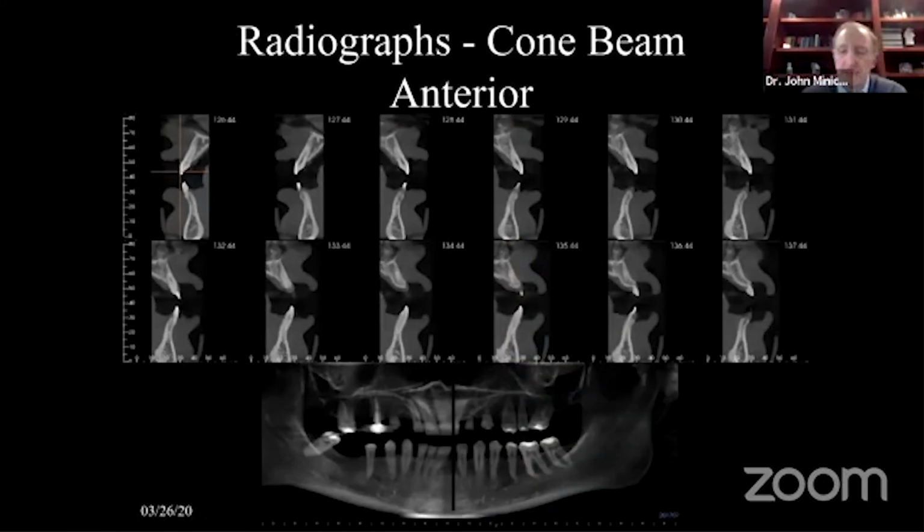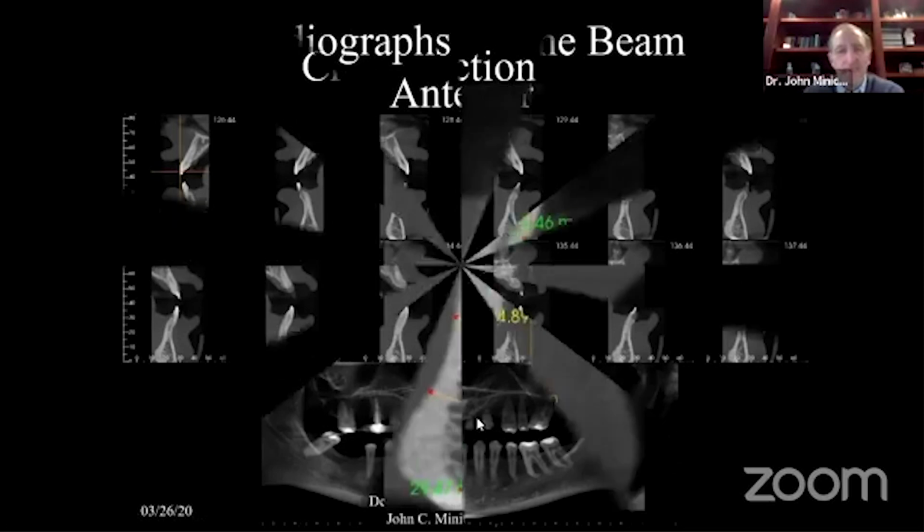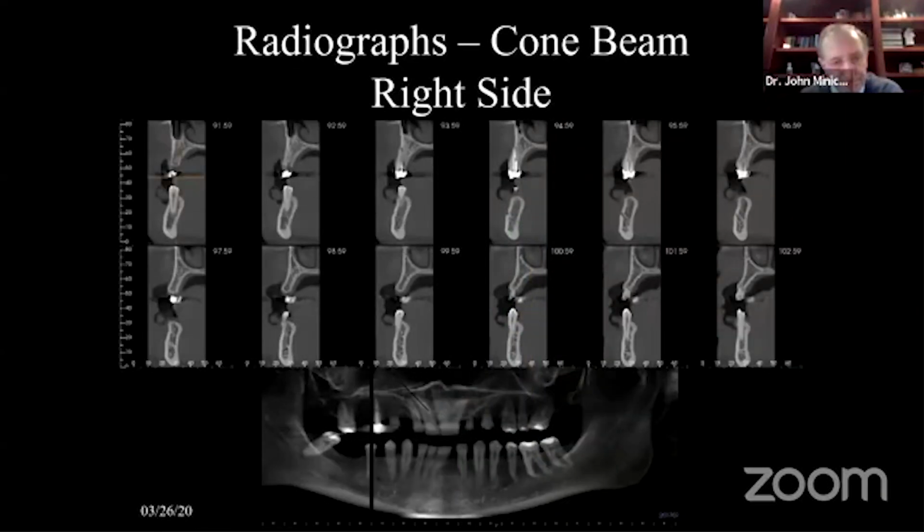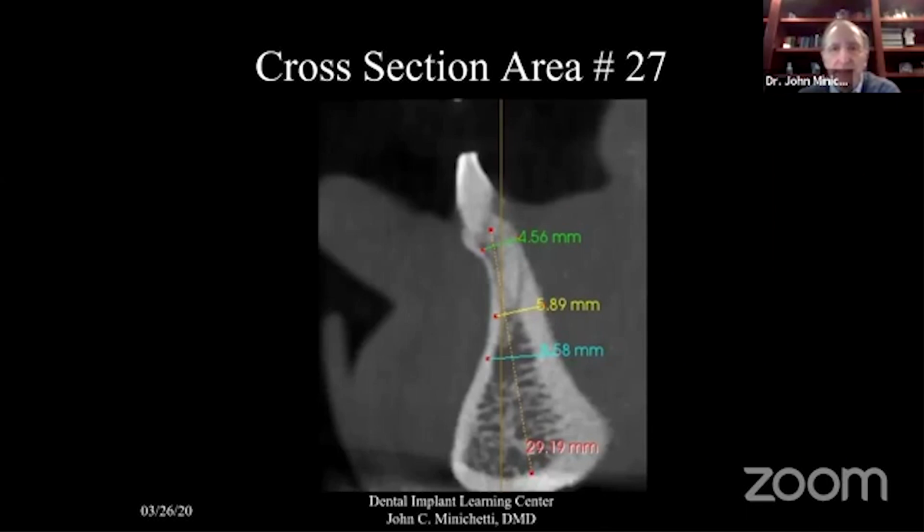We look at the areas in the midline, the area of number 23, where she has her worn lower dentition, we have a 5.46, getting more narrow to a 4.89 and then widening up to 9.3 with 29 millimeters from the crest or the alveolar bone to the base of the mandible. Then looking at the area of the lower right, in the area number 27, we have 4.56 going up to 8.5, 29 millimeters of width.